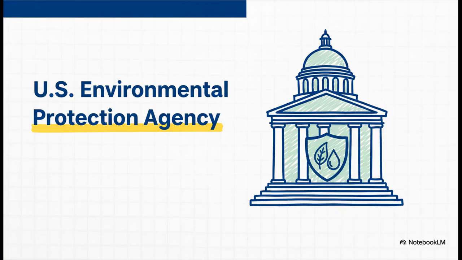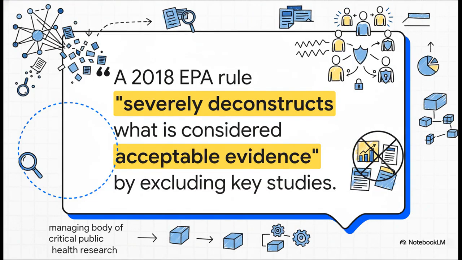Well, for that, our source material points to a really powerful real-world example from a place where the stakes are incredibly high: the U.S. Environmental Protection Agency. Now this quote, this is where it gets really interesting. According to the source, a rule was introduced that basically deconstructed the very definition of what counts as evidence. It said that all the raw scientific data had to be made public.